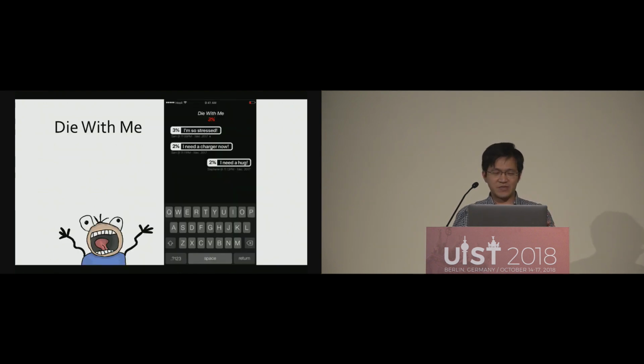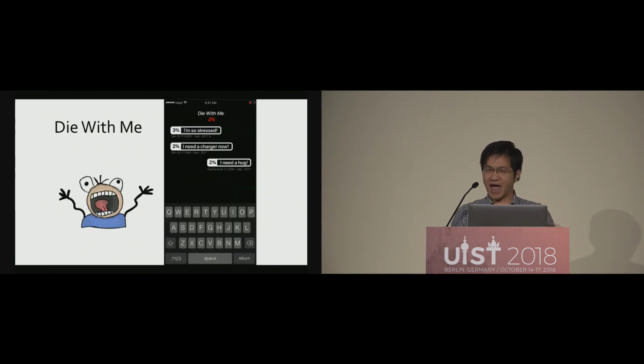I'll show you an example of a really panic case. There's a very popular app called Die With Me. The whole purpose of this app is to allow panicking users to text that their phone battery is going to die. So you can see the message, the screenshot on the screen, so they're really stressed.